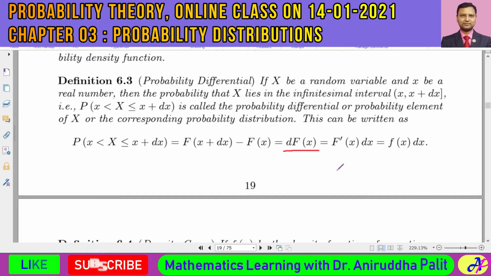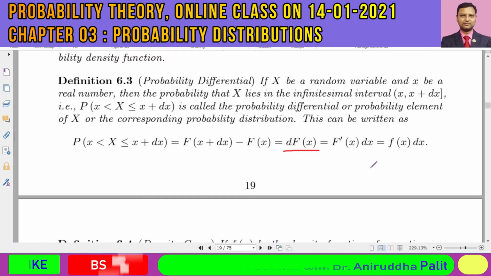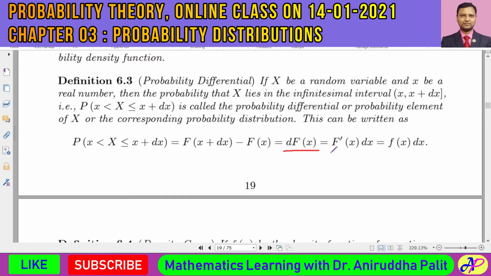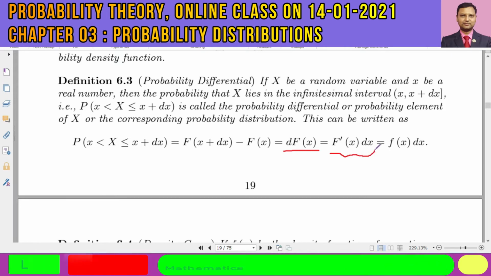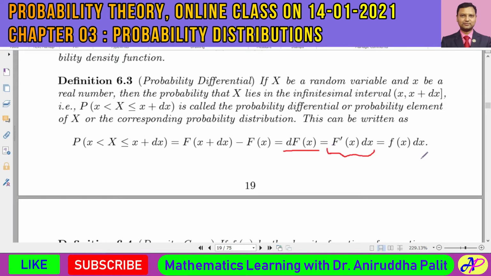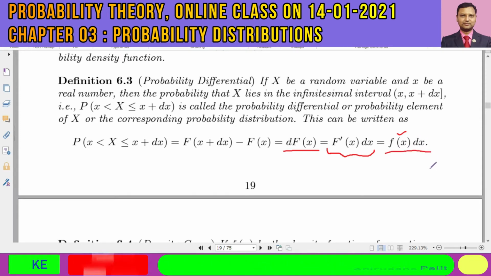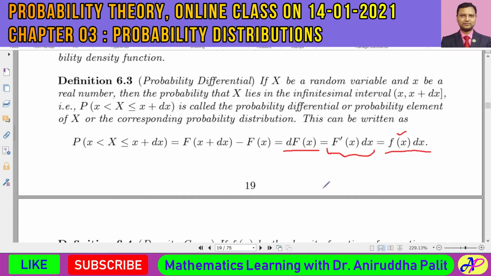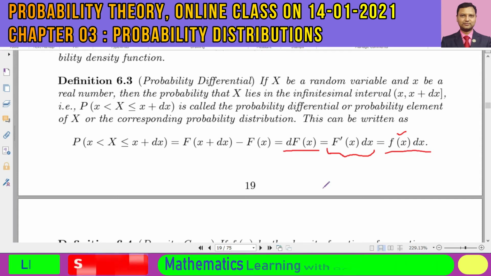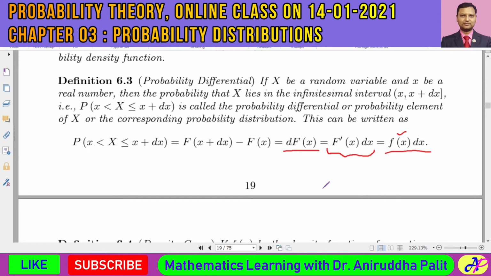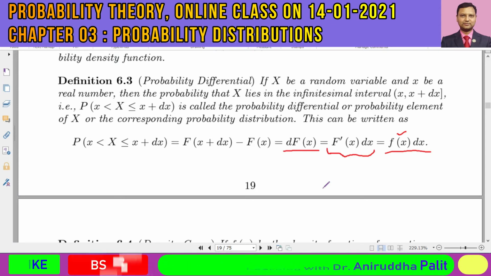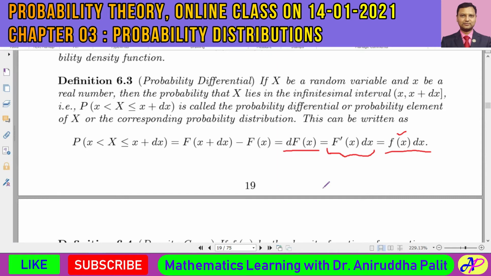This differential of the function capital F can be represented as F dash x into dx. And what is F dash? F dash is actually the probability density function f of x, and therefore its expression can be represented as f of x into dx. So this idea of probability differential is used in many advanced studies, especially where the traditional computation becomes much more difficult. We shall apply this technique in some subsequent examples, but not today.